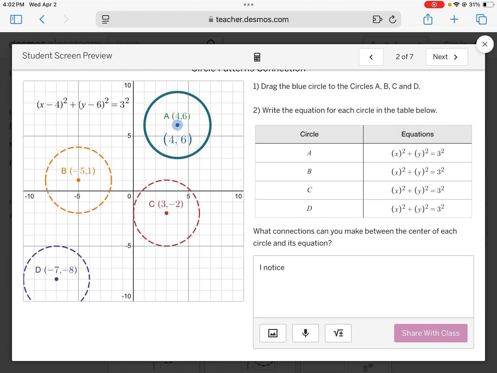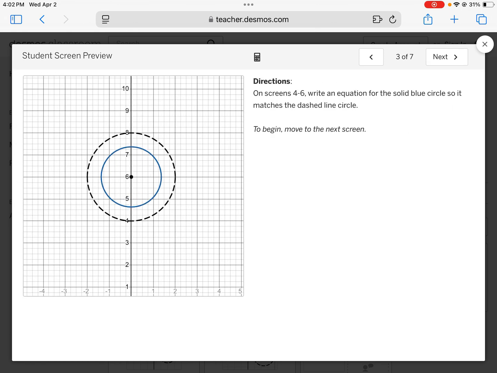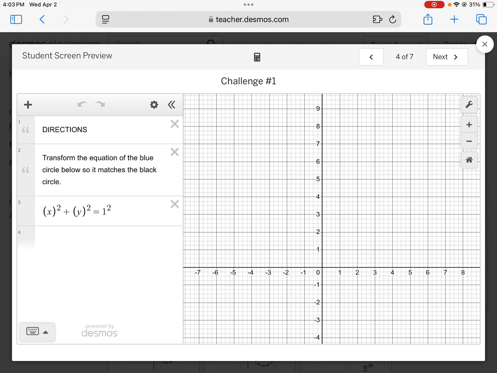So we're trying to pull this, right? So like, what's happening there? What's happening there? What's happening there? And then on the next screens, write an equation for the solid blue circle so it matches the Delta Math. So to begin, next screen.